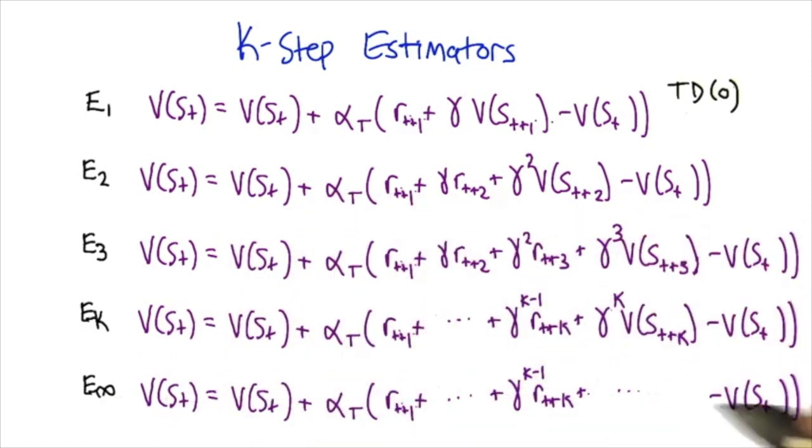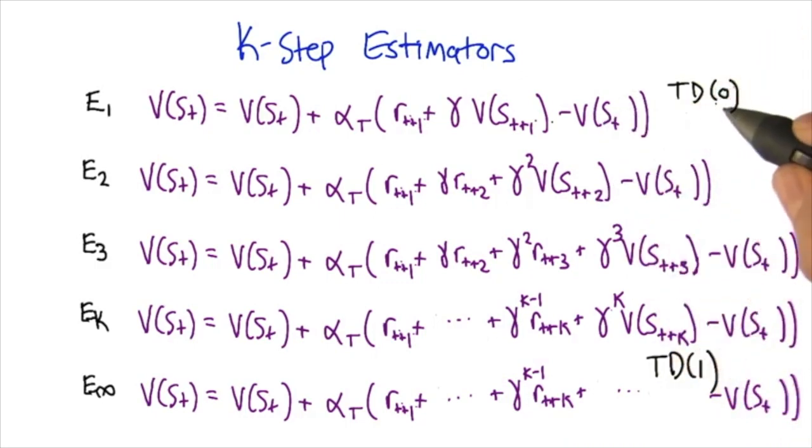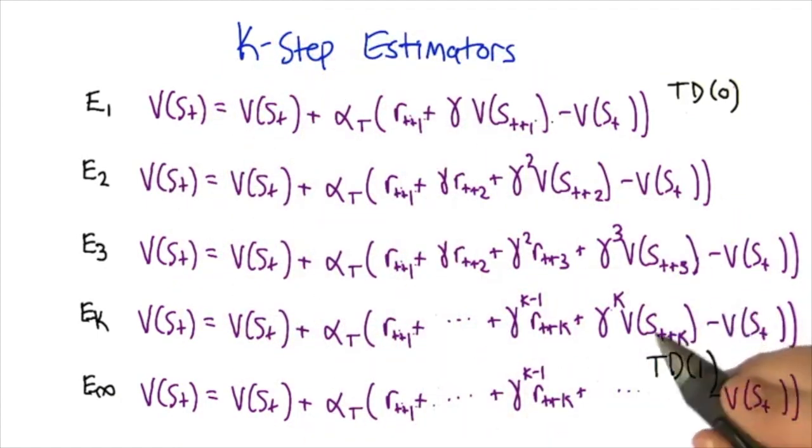Now, this last estimator should look familiar to you too, Charles. Yeah, that looks like TD1. Good. So now we've got TD0 on the one side as a one-step estimator, and TD1 on the other side as an infinity step estimator, and we've got these other things in between that we don't really have or possibly even need a name for.